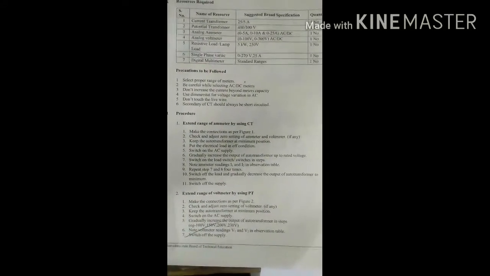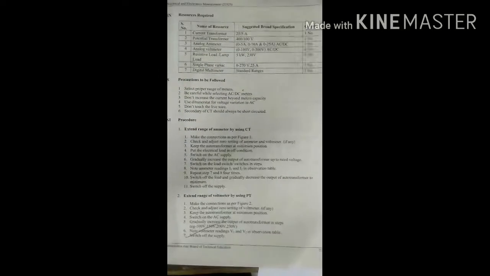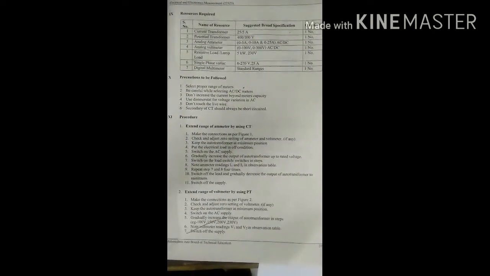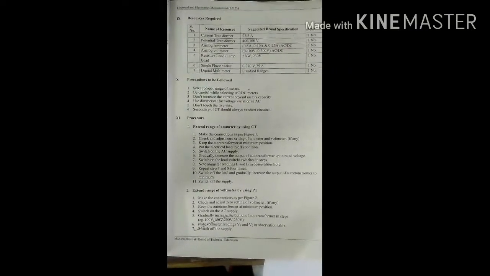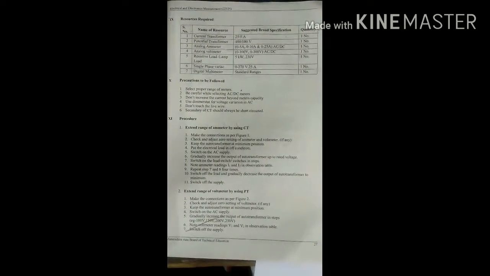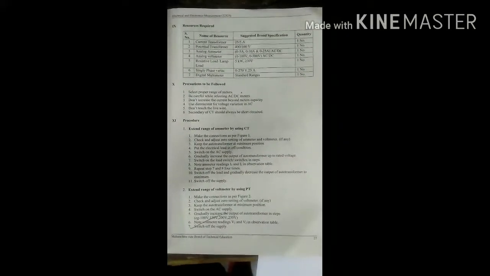Procedure for this practical is: first, extend range of ammeter by using CT. First, make the connection as per figure 1. Second, check and adjust zero setting of ammeter and voltmeter if any. Third, keep the autotransformer at minimum position. Fourth, put the electrical load in off condition. Fifth, switch on the AC supply. Sixth, gradually increase the output of the autotransformer up to rated voltage. Seventh, switch on the load switch or switches in steps.